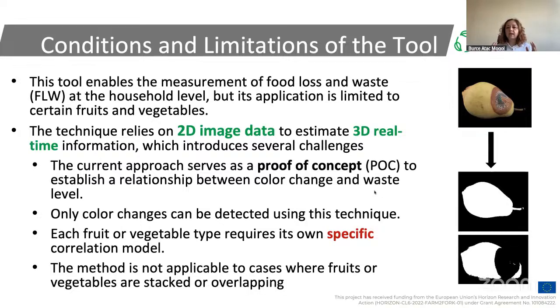So if they are stacked or overlapped, for example, if you have a container of strawberries and you just look at it from the top and you say, okay, it's good. And then you take one and eat it, but you see in the middle there are some slimy and bad strawberries. If you cannot see it, the camera cannot see it. Again, it could be a limitation of this tool.